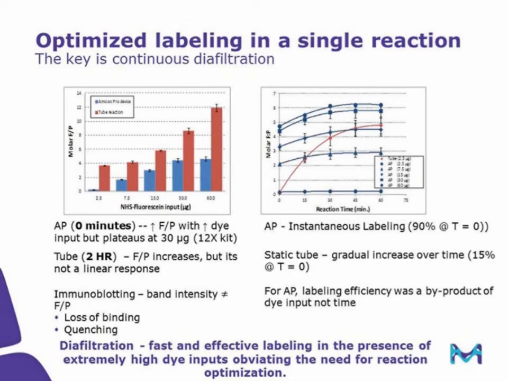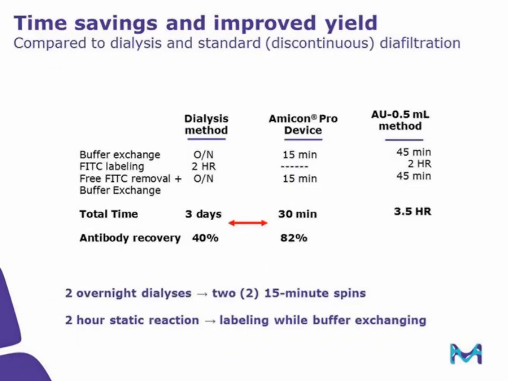By virtue of its capacity for diafiltration, the Amicon Pro device permits fast and effective labeling in the presence of extremely high dye inputs, obviating the need for reaction optimization. Assessing the comparative workflows, the Amicon Pro device reduced overall processing time to 30 minutes. The main contributor in the tube format was replacement of the kit's 2 recommended overnight dialyses with 15-minute diafiltration spins.